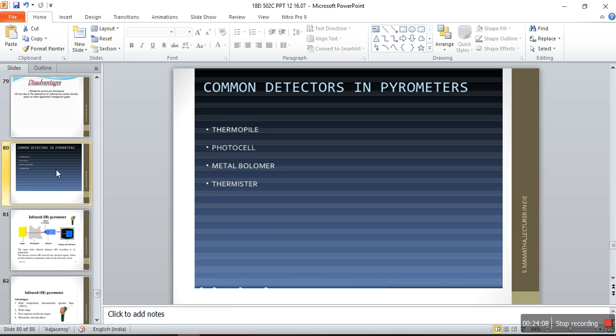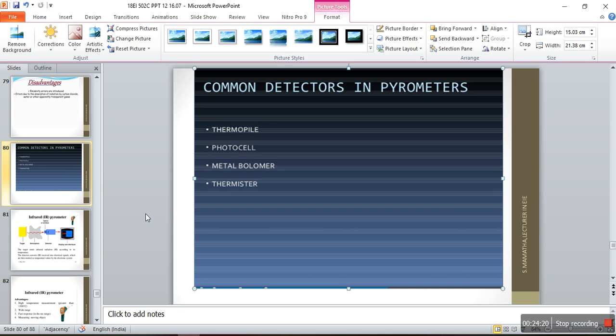What are the common detectors that we are using? Those are photomultiplier tubes or thermistors, thermopiles, photocells, metal bolometers and thermistors.